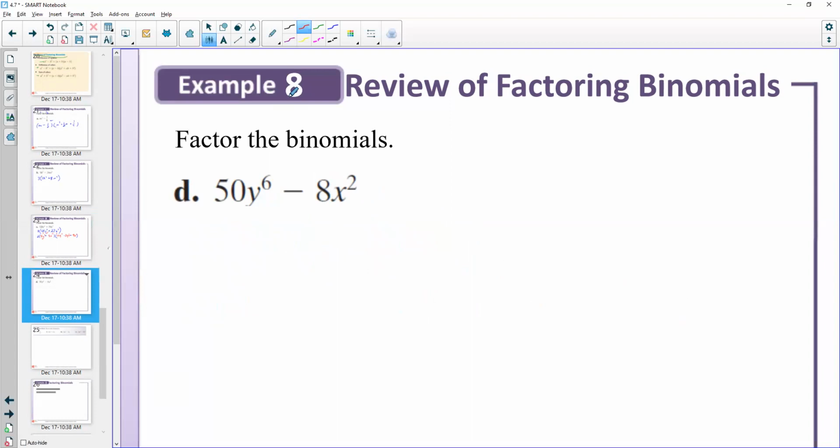What's this one? Think about it for a second. Well, let's see. Let's pull out a common term first, right? Okay. 2, it gets me 25y squared minus 4x. Oops, sorry, that's a 6. y to the 6th. 4x squared. What do you see?